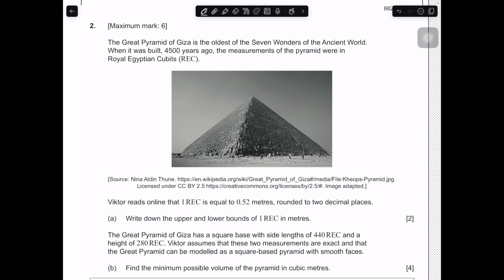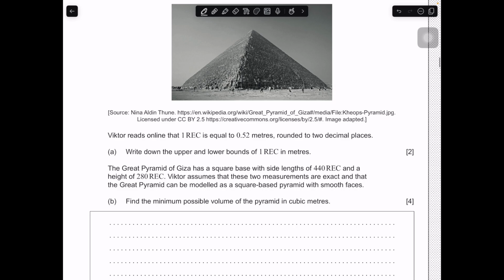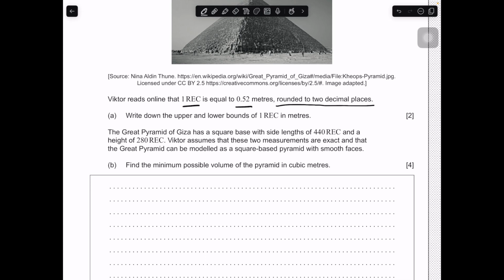The Great Pyramid of Giza is the oldest of the 7 wonders of the ancient world. When it was built 4,500 years ago, the measurements of the pyramid were in Royal Egyptian cubits, REC. Victor reads online that 1 REC is equal to 0.52 meters, rounded to 2 decimal places. Write down the upper and lower bounds of 1 REC in meters. So we have 1 REC is equivalent to 0.52, and this is rounded to 2 decimal places. So let's work through this and see what we have.